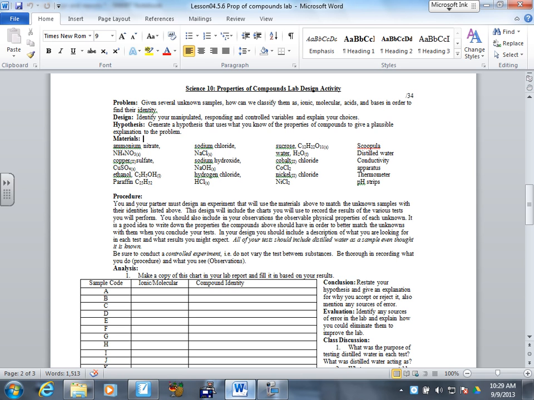And your controlled variables, you need a minimum of 3, but I would say for this lab, you could probably easily list 5. Okay? The big ones are things like, should you use the same amount of everything? Yeah, because if you don't, that can affect the results of your tests, right? If you put a big pile of copper sulfate in, and then you put like 1 tiny grain of salt, it's not a fair comparison. Okay, so we have to make sure that we're using the same amount of everything.